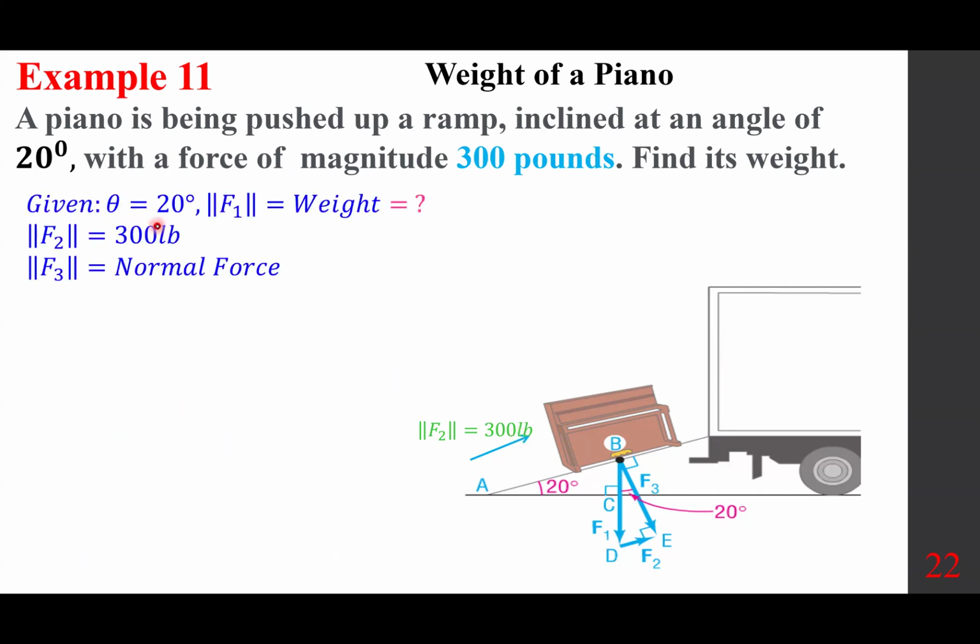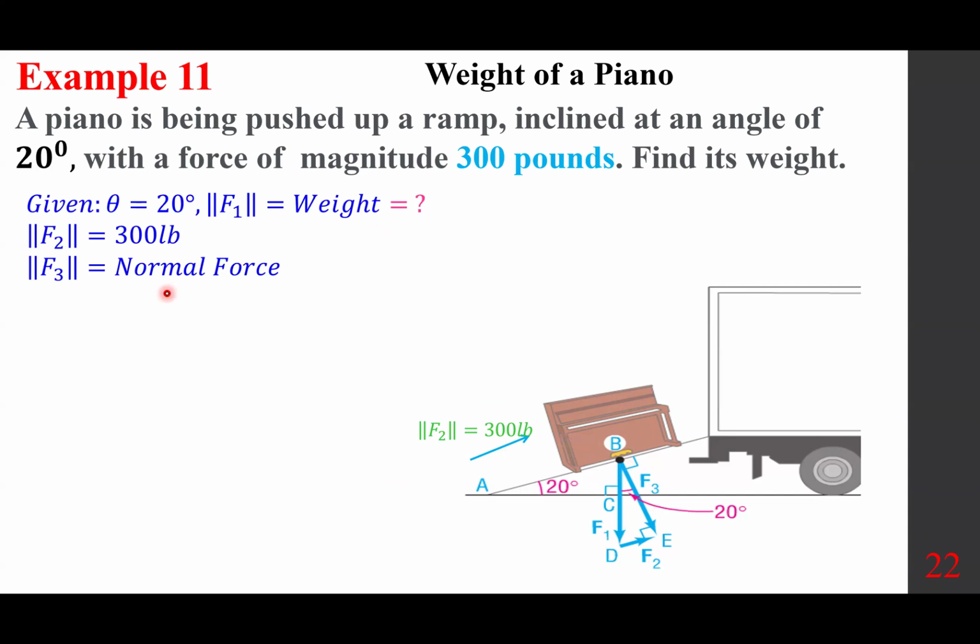So given theta is 20 degrees, that's what's given. And so is this one. We're going to discuss that in a moment. We are interested in, remember, the weight is the force towards the center of gravity, okay, perpendicular to the surface. So F1 is the weight, and we are looking for that. So we want the magnitude of that. F2, the magnitude is given as 300 pounds.